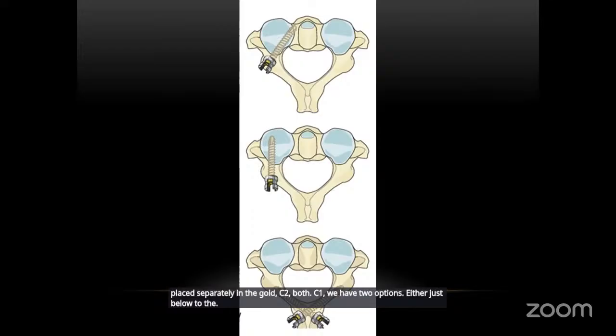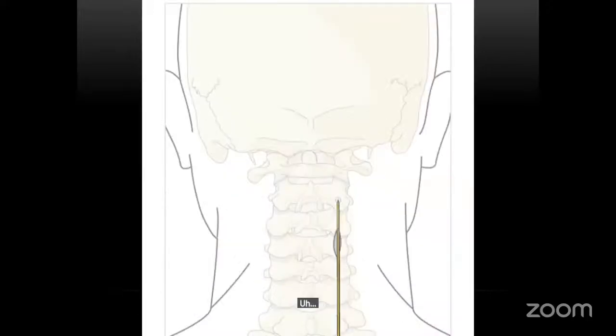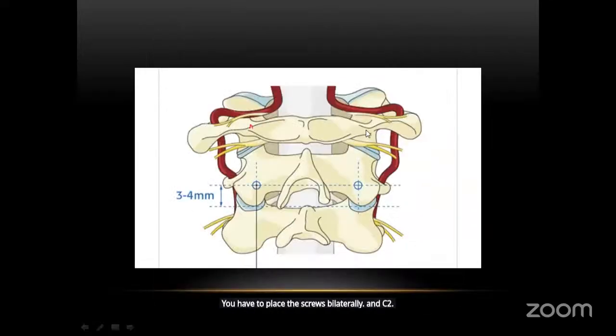For C1, we have two options: either just below the C1 posterior arch, we will ronger the arch and then place the screw in the lateral mass, or directly at the mid of the C1. You have to place the screws bilaterally in C1 and C2. Here also a screw will be placed. There are two schools of thought. This is the C2 posterior arch. Directly at the mid of C2 the screw will be placed. That is one option.